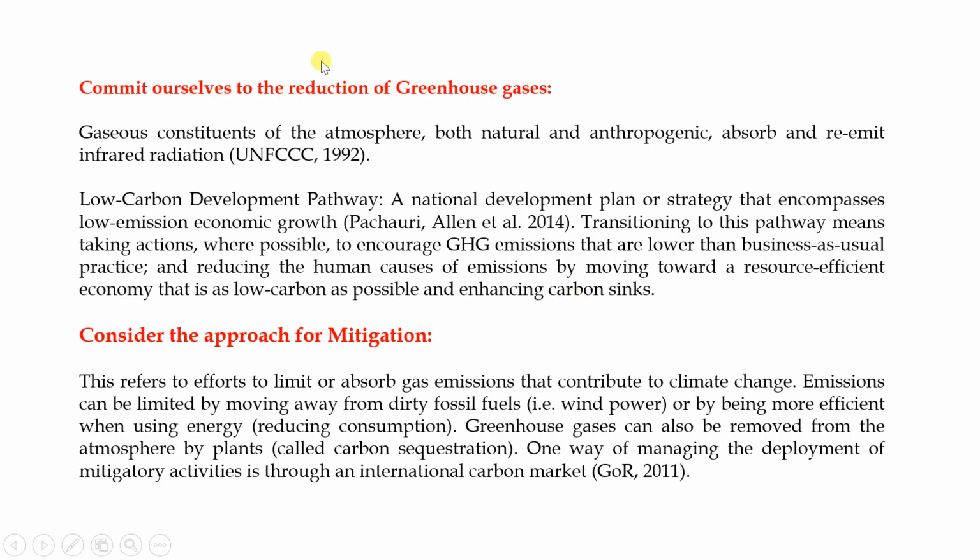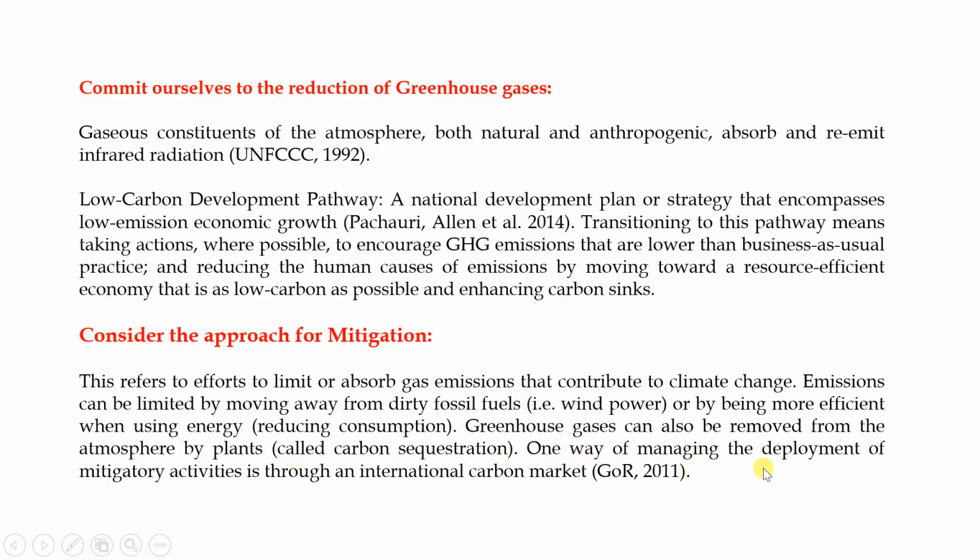We can also commit ourselves to reduction of greenhouse gases. Okay, we can also consider the approach for mitigation. This refers to the effort to limit or absorb gas emissions that contribute to climate change. Emissions can be limited by moving away from dirty fossil fuels, for example, using wind power, solar power or hydropower, and by being more efficient when using energy, reducing consumption. Greenhouse gases can also be removed from the atmosphere by plants, called carbon sequestration.